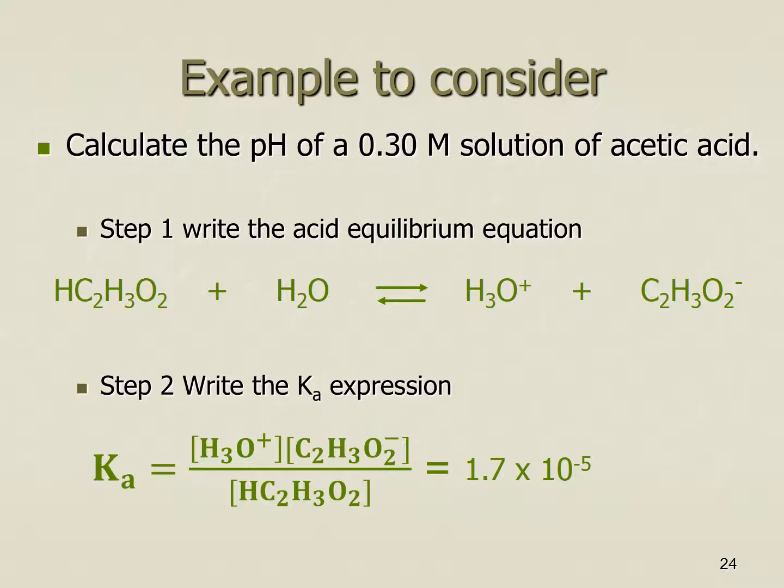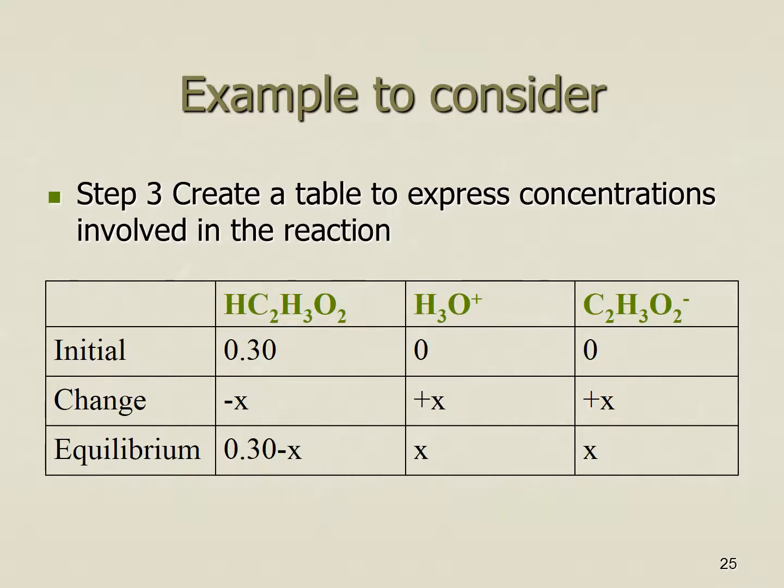Now, in this kind of problem, because you're trying to find the pH, you need to know what the Ka value is. Either it's given to you in the problem or you have to look it up on the chart. It turns out that Ka for acetic acid is 1.7 times 10 to the minus 5. It was on the chart a few slides ago, so we can use that value. The next thing you want to do is create your ice chart. Create the table to express the concentrations in the reaction.